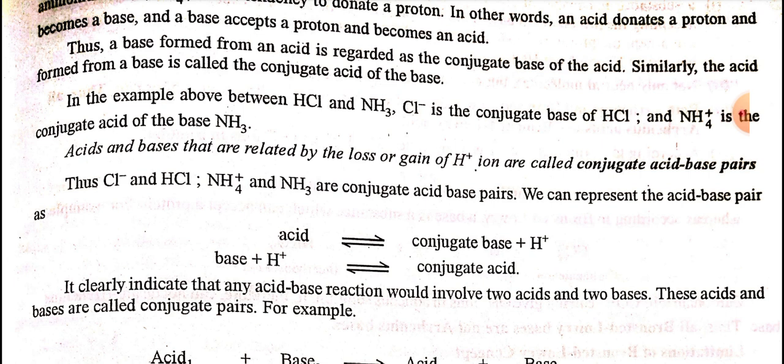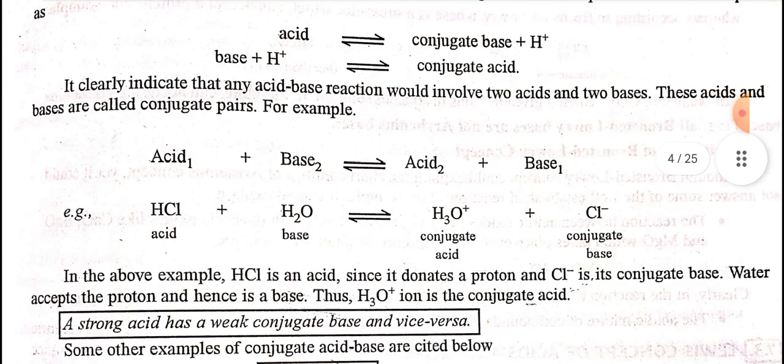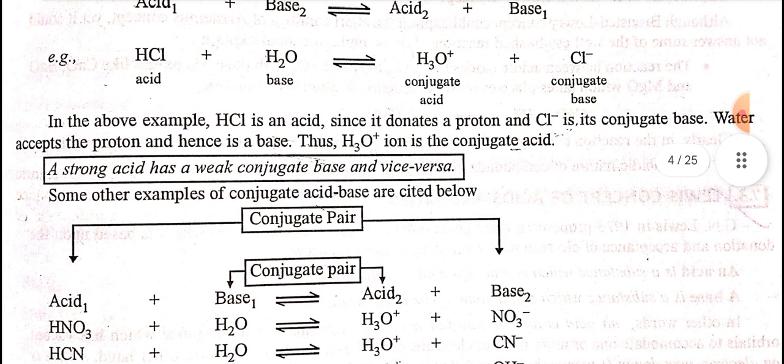For example, acid 1 plus base 2 gives acid 2 plus base 1. HCl plus water gives hydronium ion and chloride ion, the conjugate acid and conjugate base respectively. In the above example, HCl is an acid since it donates a proton and chloride is its conjugate base. Water accepts the proton and hence is a base. Thus hydronium ion is the conjugate acid. A strong acid has a weak conjugate base and vice versa. Some other examples of conjugate acid-base pairs are cited below. You can see.